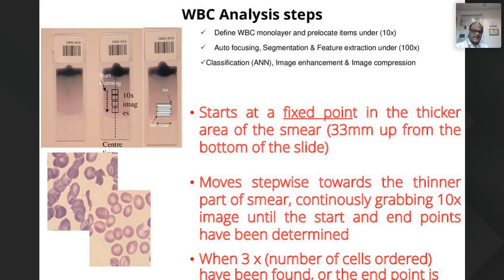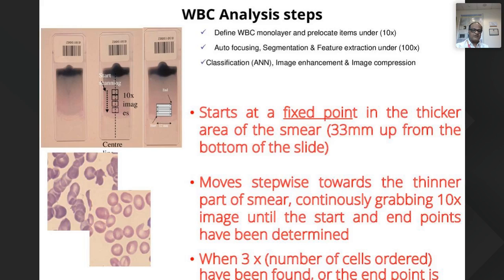So it does what is called scanning, and it comes to the area where you have got a thin monolayer here at the edge of the junction of the body and the tail, makes a fixed point and makes sure that it takes up 10x and 100x also. With the 100x and the 10x, it is going to get you the WBCs and the RBCs itself. So it continuously does the scanning, and it is going to bring in the classification also according to the ANN. I'll tell you about the ANN in a few minutes.